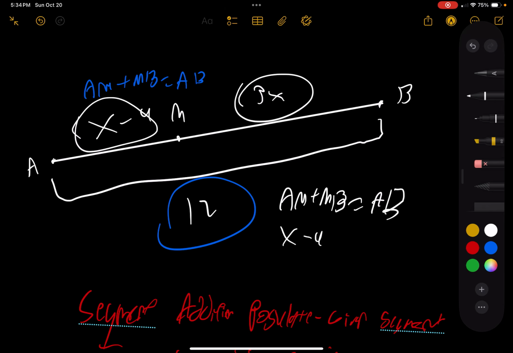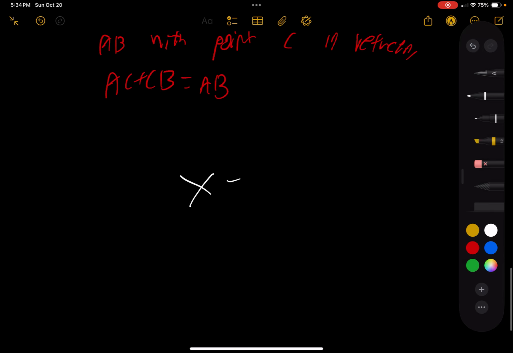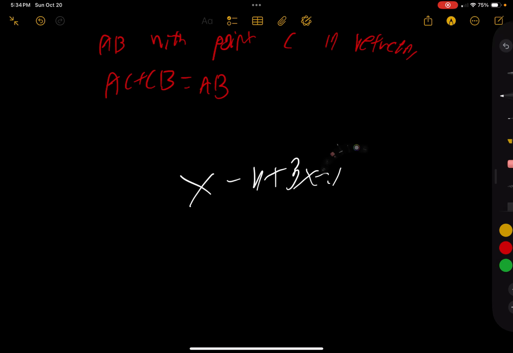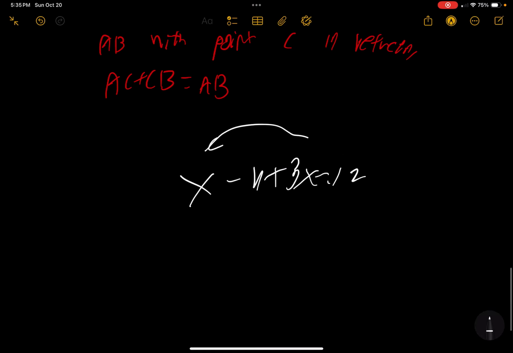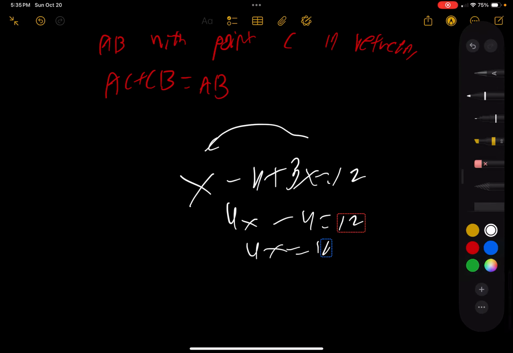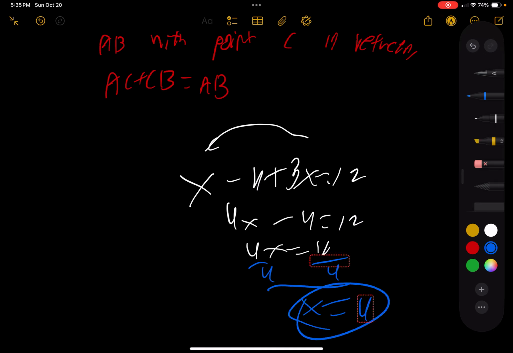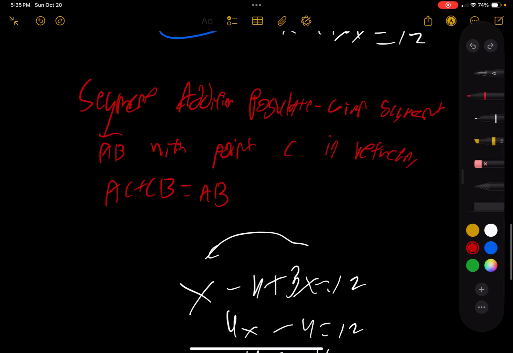So x minus 4 plus 3x equals 12. Let me bring this down here. x minus 4 plus 3x equals 12. So let's solve. Combine like terms: 4x minus 4 equals 12. 4x equals 16. And we divide by 4. x equals 4. So now we have to see if this is truly correct.